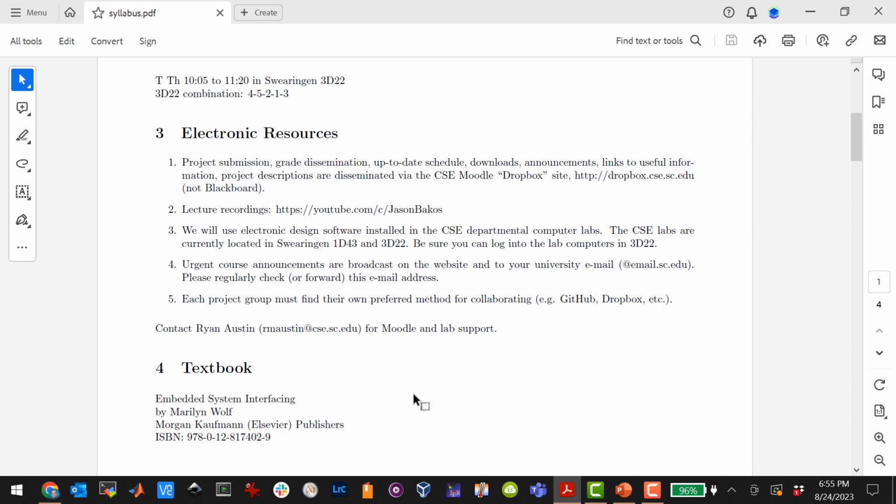Make sure that you check your university email or forward it, because I'll send announcements out on that. Usually those are like project extensions or bugs in the lab sheet or anything like that.